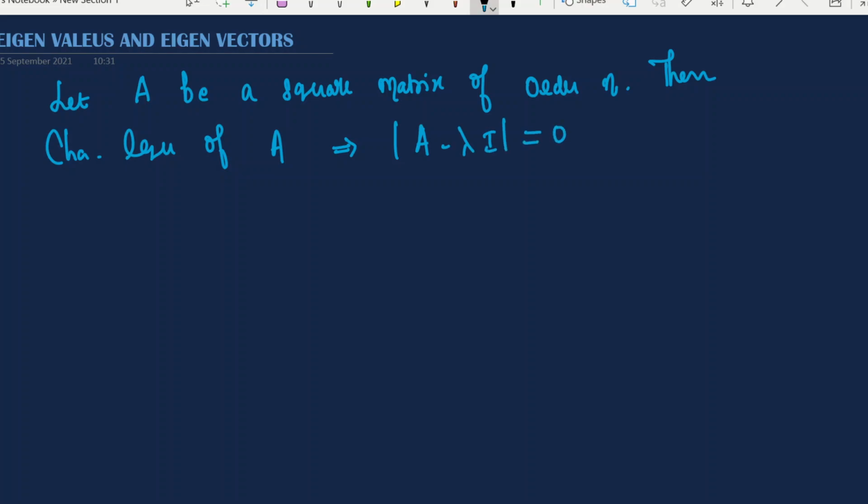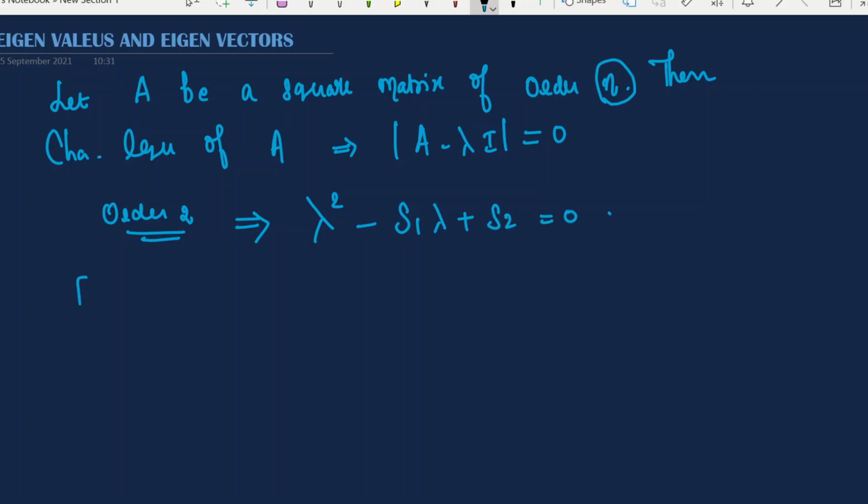So the characteristic equation will be of degree n, because the order of the matrix is n here. We will see how to construct the characteristic polynomial for order 2 and 3. So first, order 2. Let A be a square matrix of order 2. The characteristic polynomial will become lambda square minus S1 lambda plus S2 equals 0.